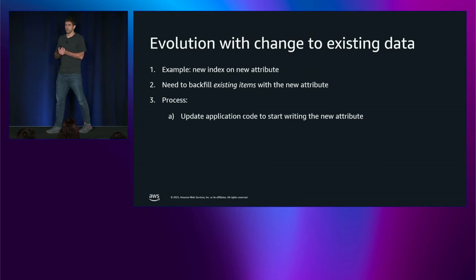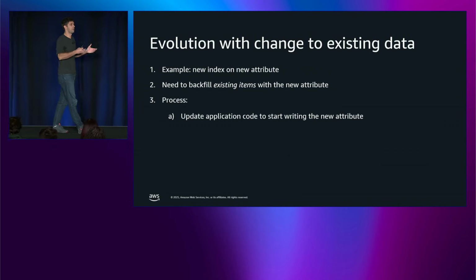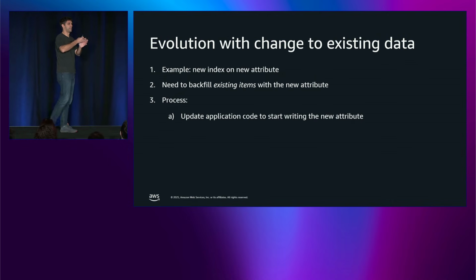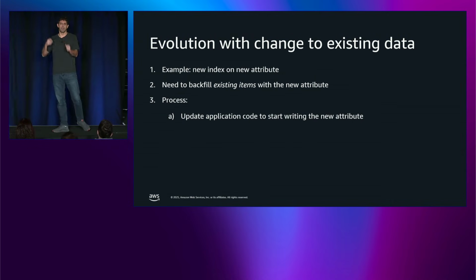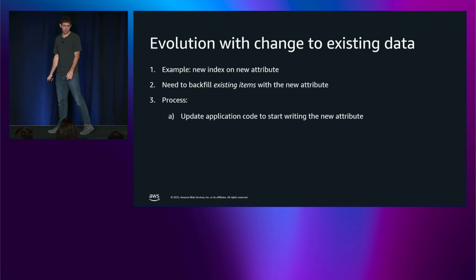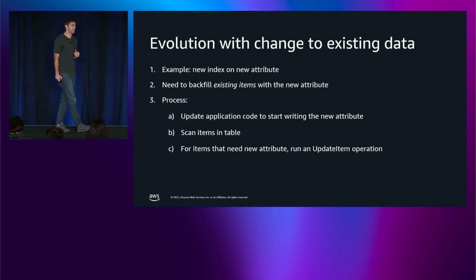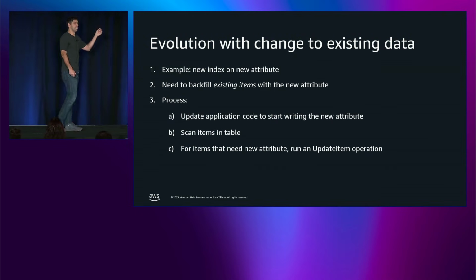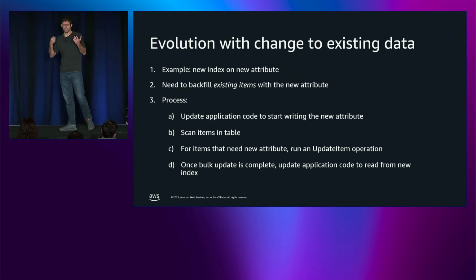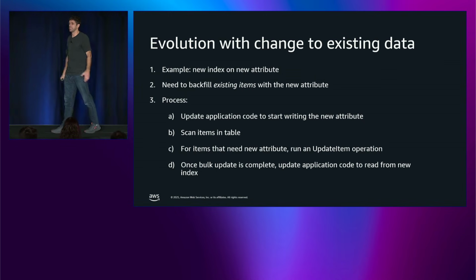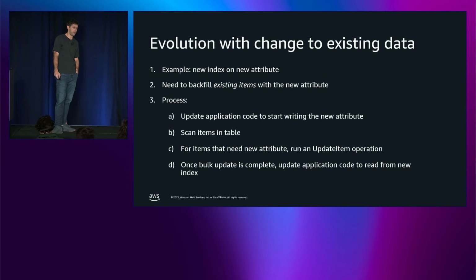The general process for this is first you want to update your application code to start writing this new attribute, right? Because what you don't want to do is perform that whole backfill, and then once that backfill is done, all the new items are not getting that new attribute. So make sure you're updating your application code so you're writing this new attribute to new items going forward. Then you actually start your backfill, which means, hey, I want to scan all the items in my table, identify the ones that need this new attribute, and run my update item operation. And then once that's done, if I need a new index or whatever, I update my application code to actually use my new attribute there.